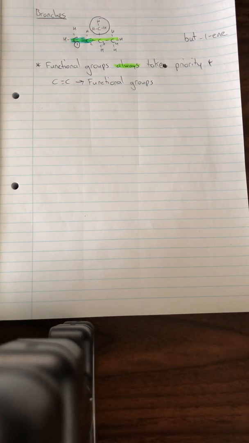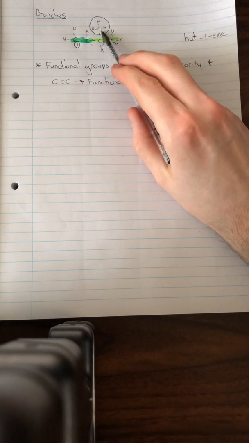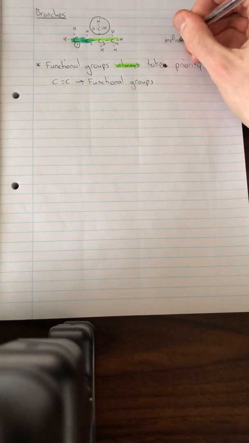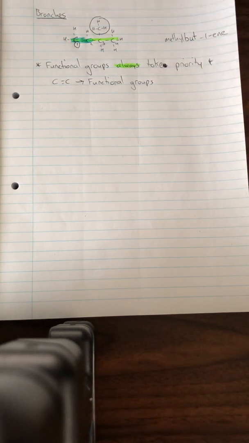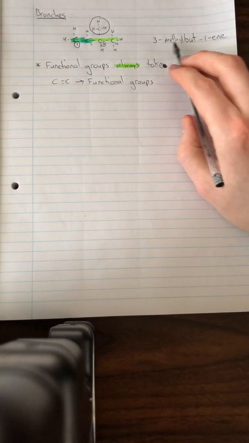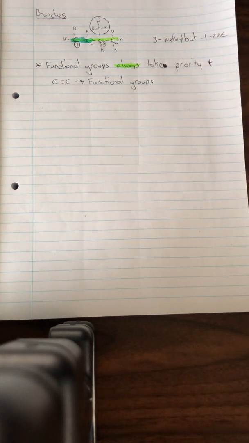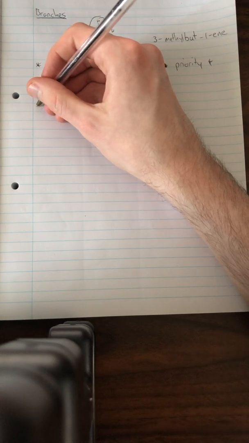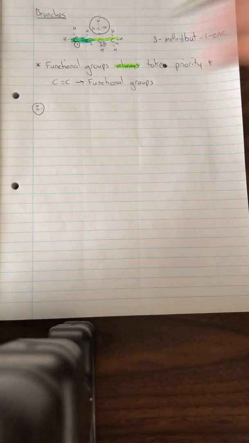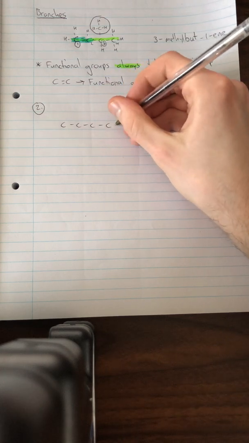Now, all we need to do is name our branch. That branch there contains 1 carbon. So that's meth, and because it's a branch, it becomes methyl. Then what number is it on? It's on number 3, so this becomes 3-methylbut-1-ene. And that's it. I'll give you one more, and then you can do some questions.